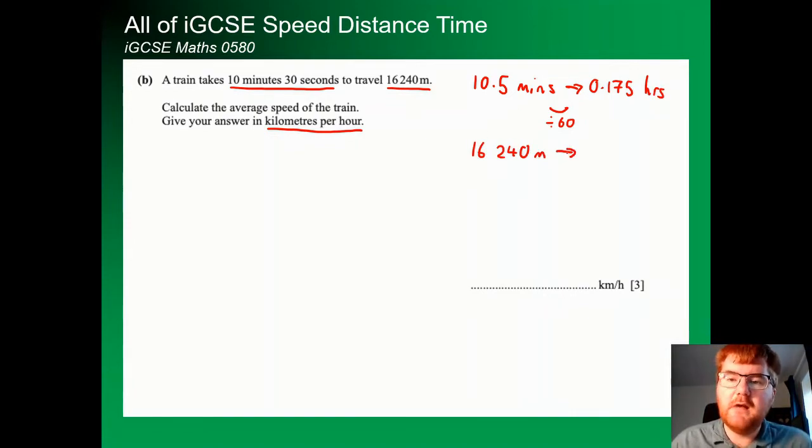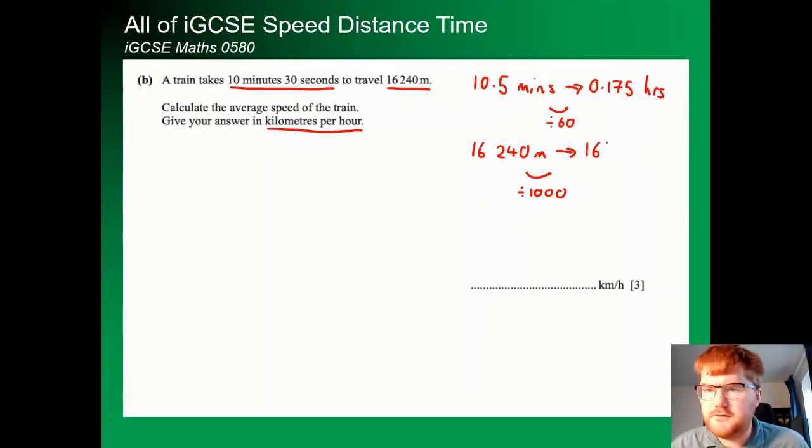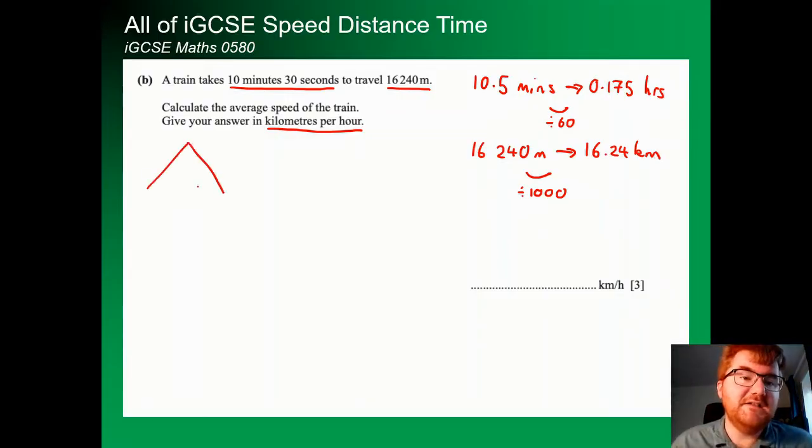Then we've got 16,240 meters. We want to convert that to kilometers, so we divide by 1,000. Remember, there are 1,000 meters in a kilometer, and if we divide that, we get 16.24 kilometers. And now this is just a very straightforward use of the speed distance time rule.